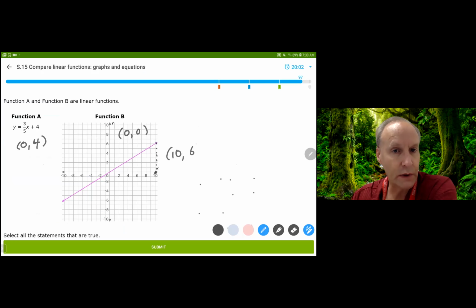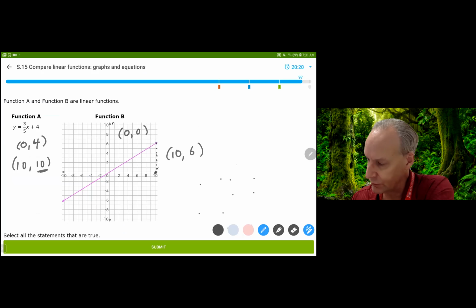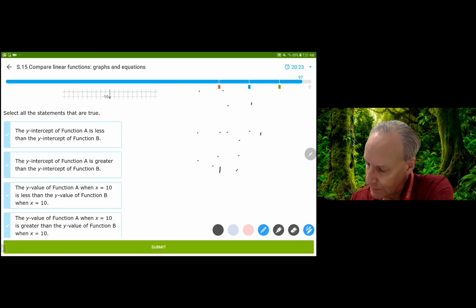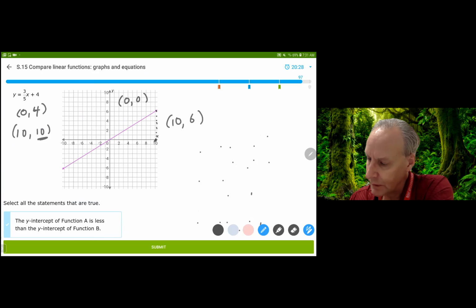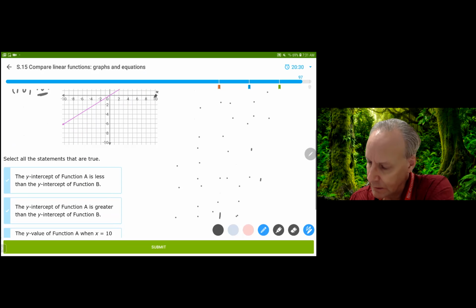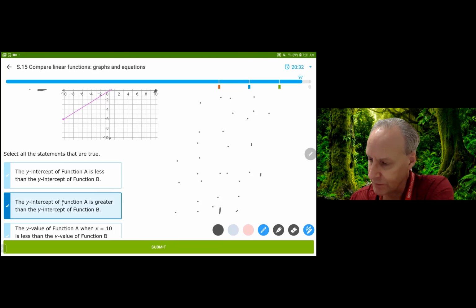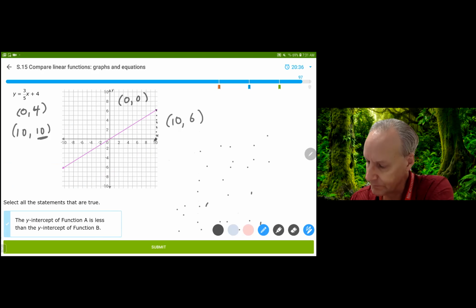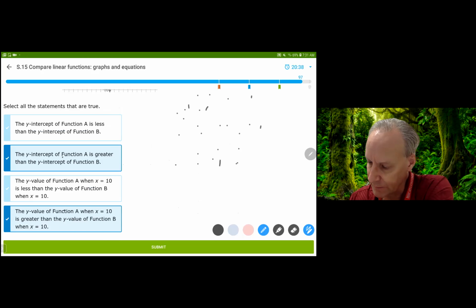That is the value of the function when x equals 10. When x equals 10 for this one, we get 10, don't we? Substitute it in yourself and you'll see. 10, 10. And this one is larger. So function A is larger when x equals 10. It's greater. And the y-intercept of function A is greater than the y-intercept of function B. I'm just going to double check by reading the other two. It looks good.